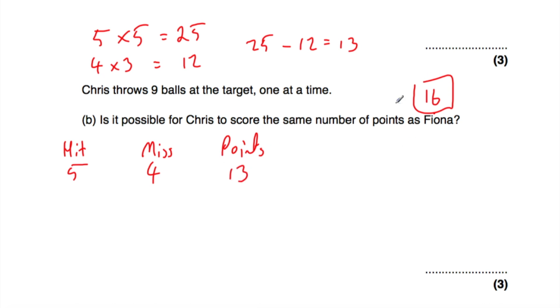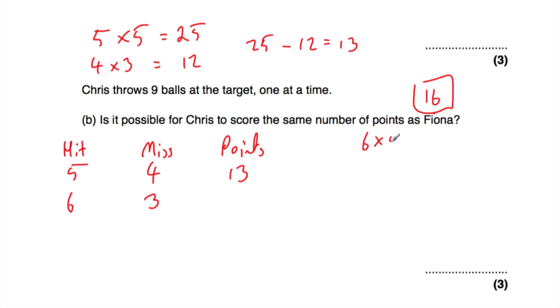Now we want to see, can he get the same number of points as Fiona, which is 16. So 13 is too low. Let's let Chris hit the target another time. So let's say that Chris hits the target 6 times. Now he's got 9 balls. That means he would have to miss 3 times. So now let's see what he would get if he hits the target 6 times and misses 3 times.